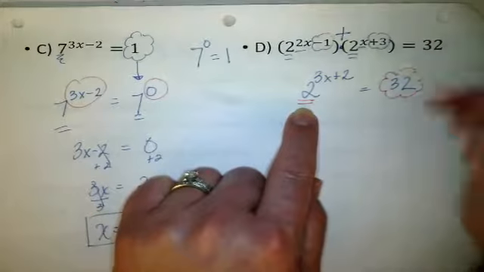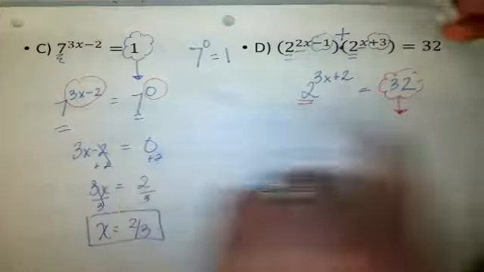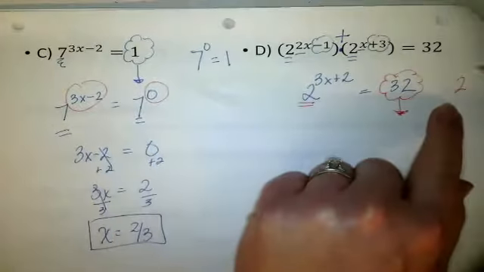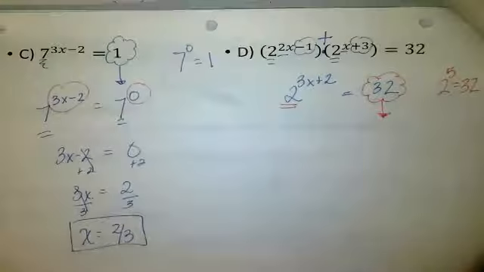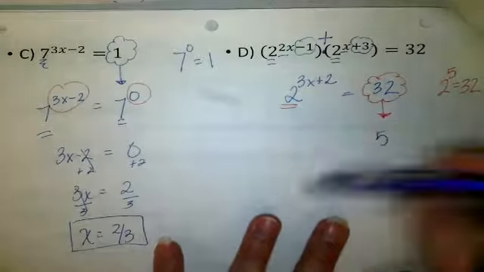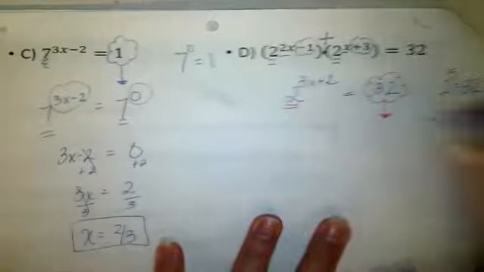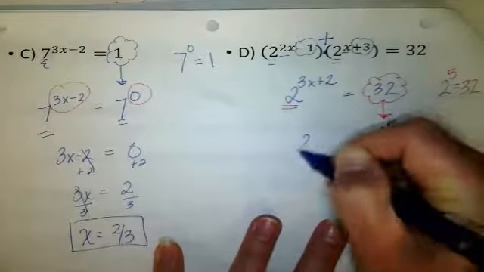I want to rewrite 32 with a base of 2. What power would that be? 2 to what power? 2 to the 5th is 32. And if you needed to do a list, 2 to the 1st, 2 to the 2nd, 2 to the 3rd, 2 to the 4th, 2 to the 5th, you could do that. Hopefully you know it by now. But 2 to the 5th. So I'm going to trade out the 32 for 2 to the 5th.